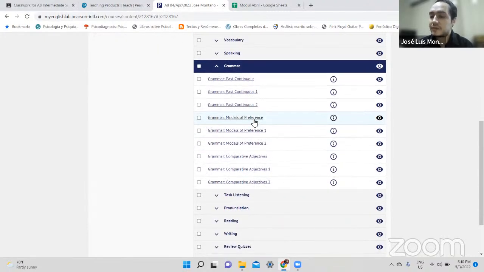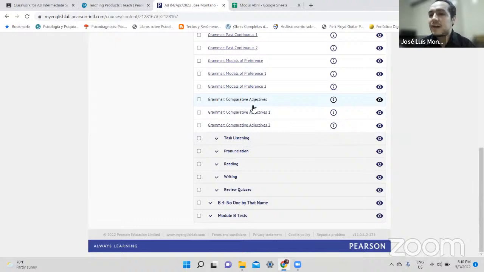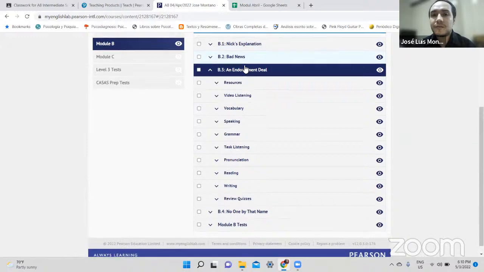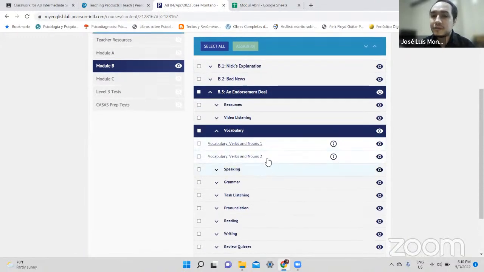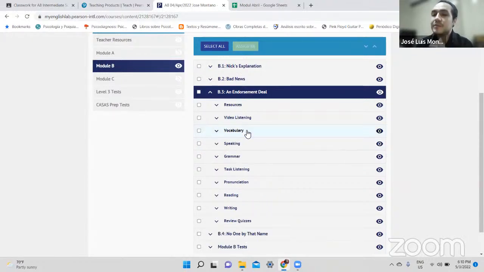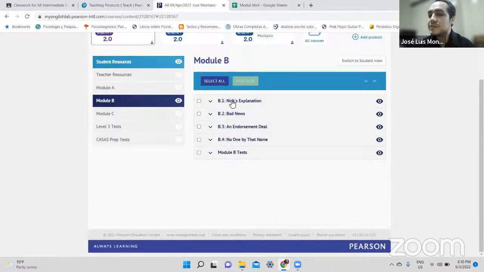Then modals of preference, right? I prefer, I would rather, right? I would rather not. So all those are modals of preference. And then comparative adjectives, right? You know, short adjectives, smaller, bigger. Long adjectives, more comfortable, more awkward, right? So those are the rules. And in terms of vocabulary, it was about verbs and nouns. Okay, again, if you have questions about unit 3 or about all these units, please, you can let me know.